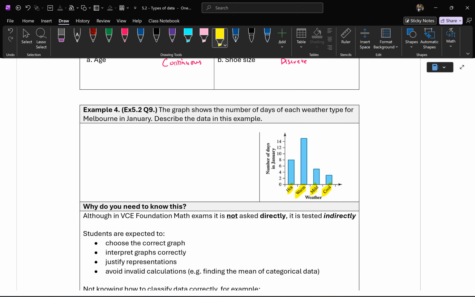Ordinal, because there's an order to it. It went from cool to hot. So there's an order to it. So it's ordinal data. That's why we use a bar chart.